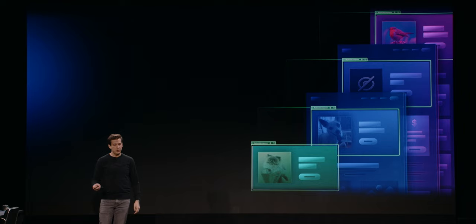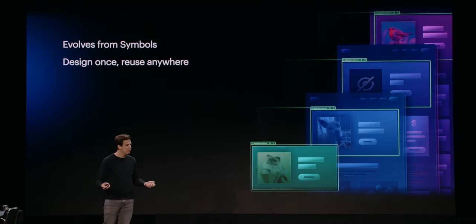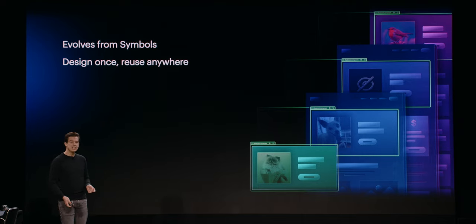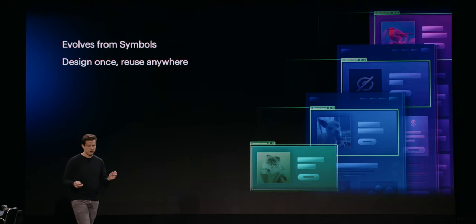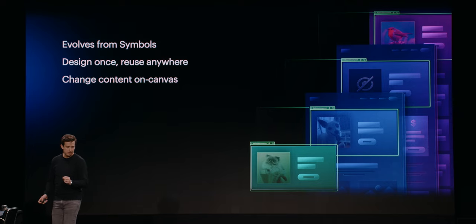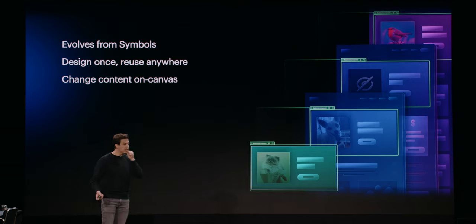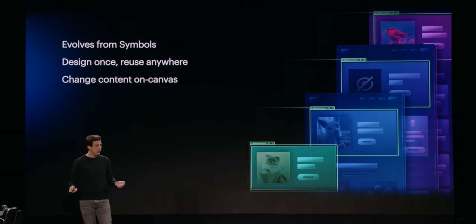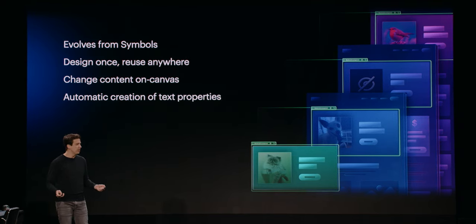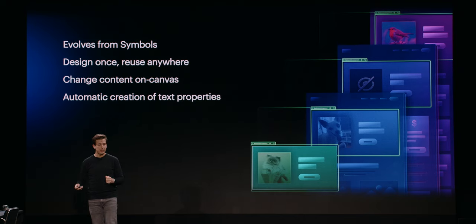For phase one, components are essentially the next evolution of symbols. So at their most basic level, components let you design something once and then reuse it throughout your site. Navigation, a card, a form, or a footer, whatever. And even though you design that component once, you can change the content right on the canvas. This is super powerful. Not only that, but you never ever have to manually create text overrides anymore. Because with component properties, things like text properties are automatically created and linked. Wait till you see this. And it's not only text properties. You can also show or hide an element or different elements within instances of each component.